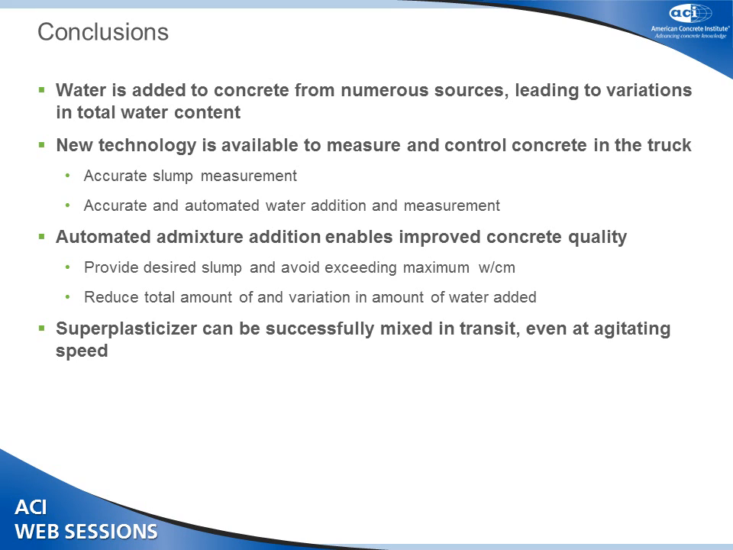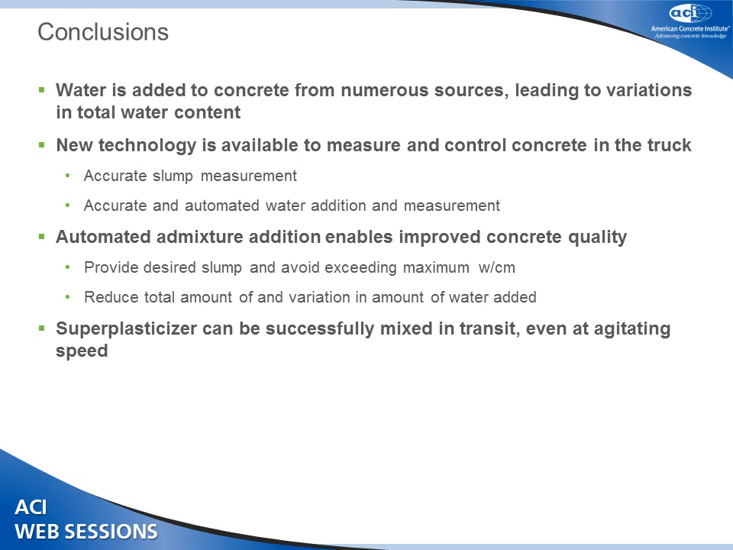To wrap things up, we said that water is added from a number of different sources, so you've got to have a strategy to manage all these different sources, and it's a big task and a big challenge. But there's technology now available to help reduce those variations by measuring the slump accurately, so you know exactly what you're delivering, and by automating water addition, measuring the amount of water that goes in, so you know exactly how much goes in and you're not exceeding your water to cementitious materials ratio.